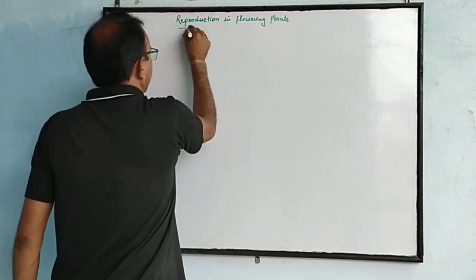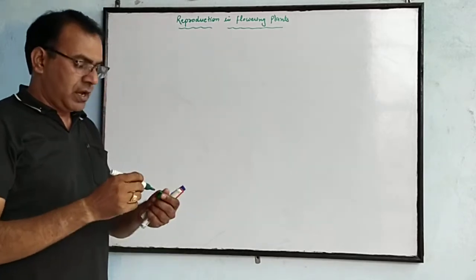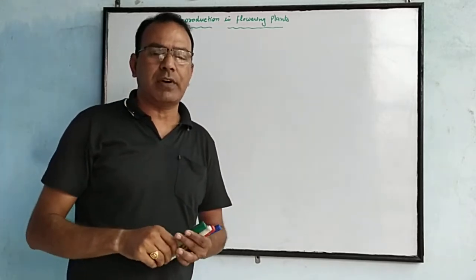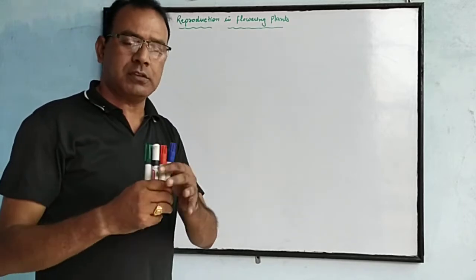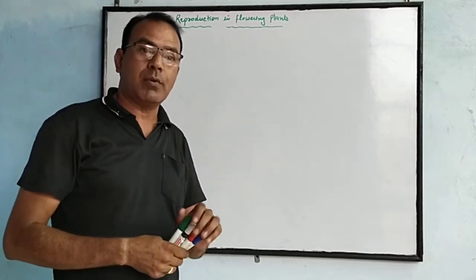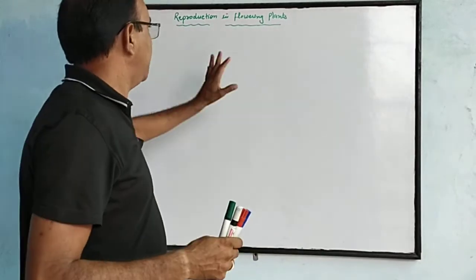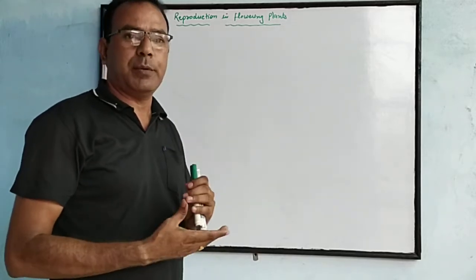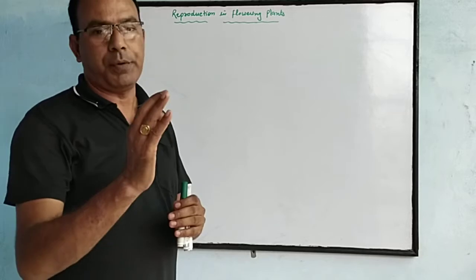As we know, reproduction is a vital process. Any organism can't survive for long without it. So, in flowering plants, reproduction takes place by the sexual mode.